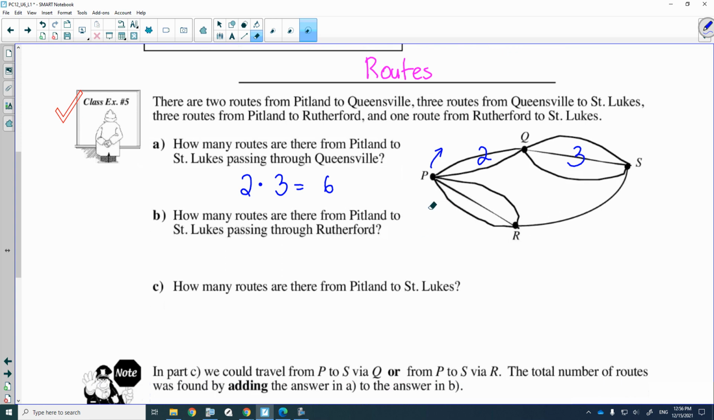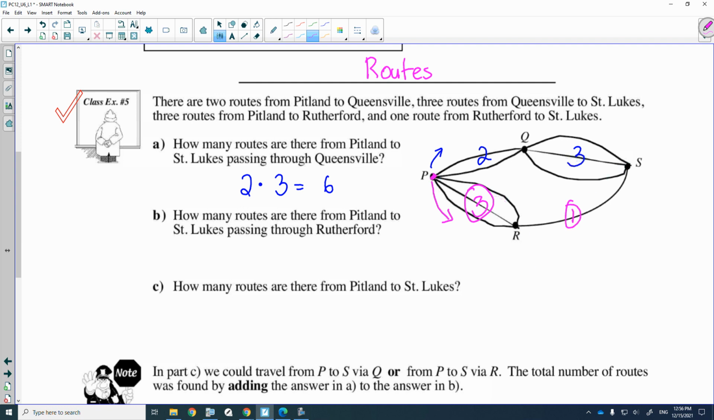Now we'll do the opposite. If you are in Pitland and you're still going to go to St. Luke's, but you're going to go through Rutherford. So again, here, this way. So to get to Rutherford from Pitland, there's 3 roads. You got 3 choices. Once you're in Rutherford, there's only 1 road to get to St. Luke's.